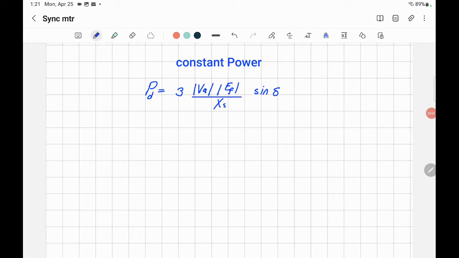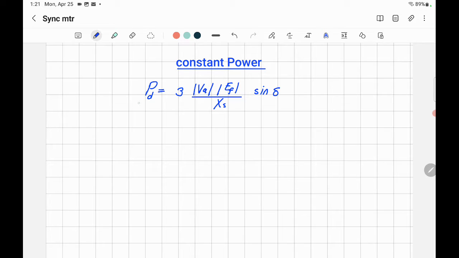Hi. We'll continue explaining the synchronous motor. In this video, we're going to explain, if you have a constant power in a synchronous motor and you vary the excitation, what is the relationship between the excitation voltage and the angular power?